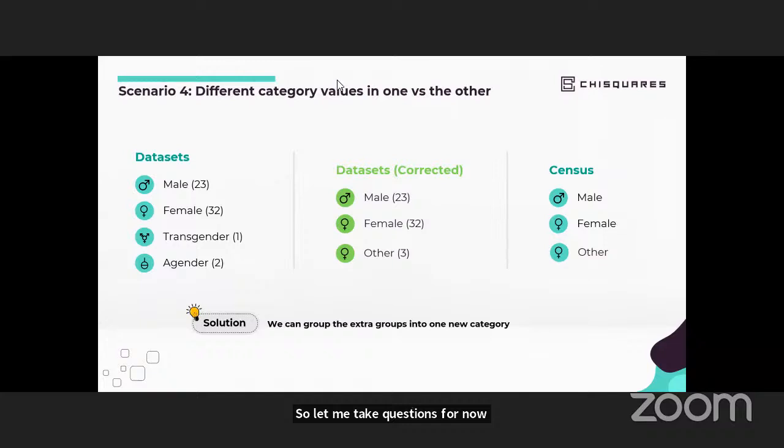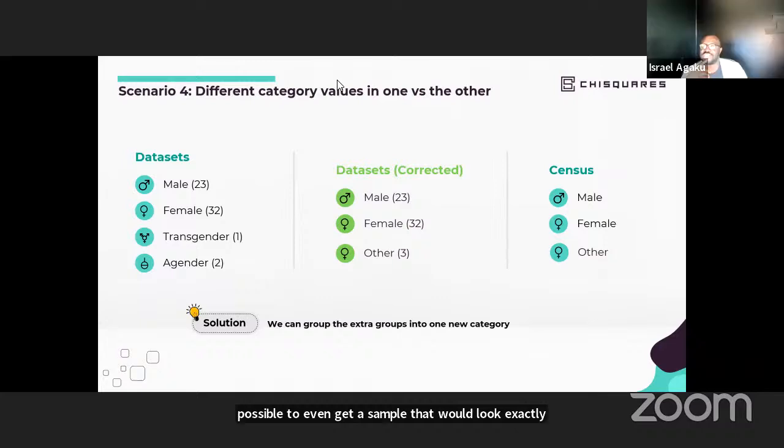Okay. So I'm just trying to check the last one. Is it possible to even get a sample that will look exactly like the parent population? No, it doesn't have to look exactly. Remember, it just has to have similar characteristics.